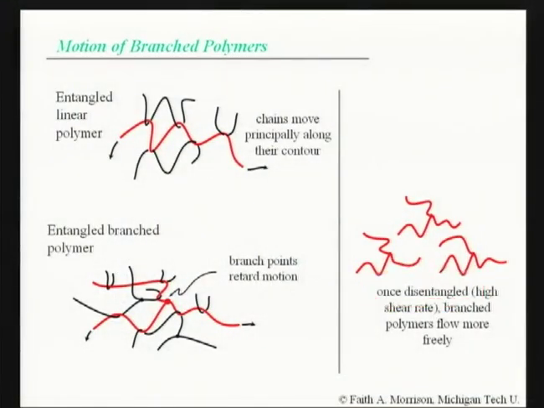So it's only when they start off really nicely entangled with one another that it becomes very difficult to get them apart. So how that translates into viscosity or rheology is, at high rates, once you get to the point where they're disentangled, they actually just flow like clumps, one over another, and they don't actually have that high of a viscosity anymore because they're not able to entangle with one another. So once disentangled at high shear rates, branch polymers flow more freely.